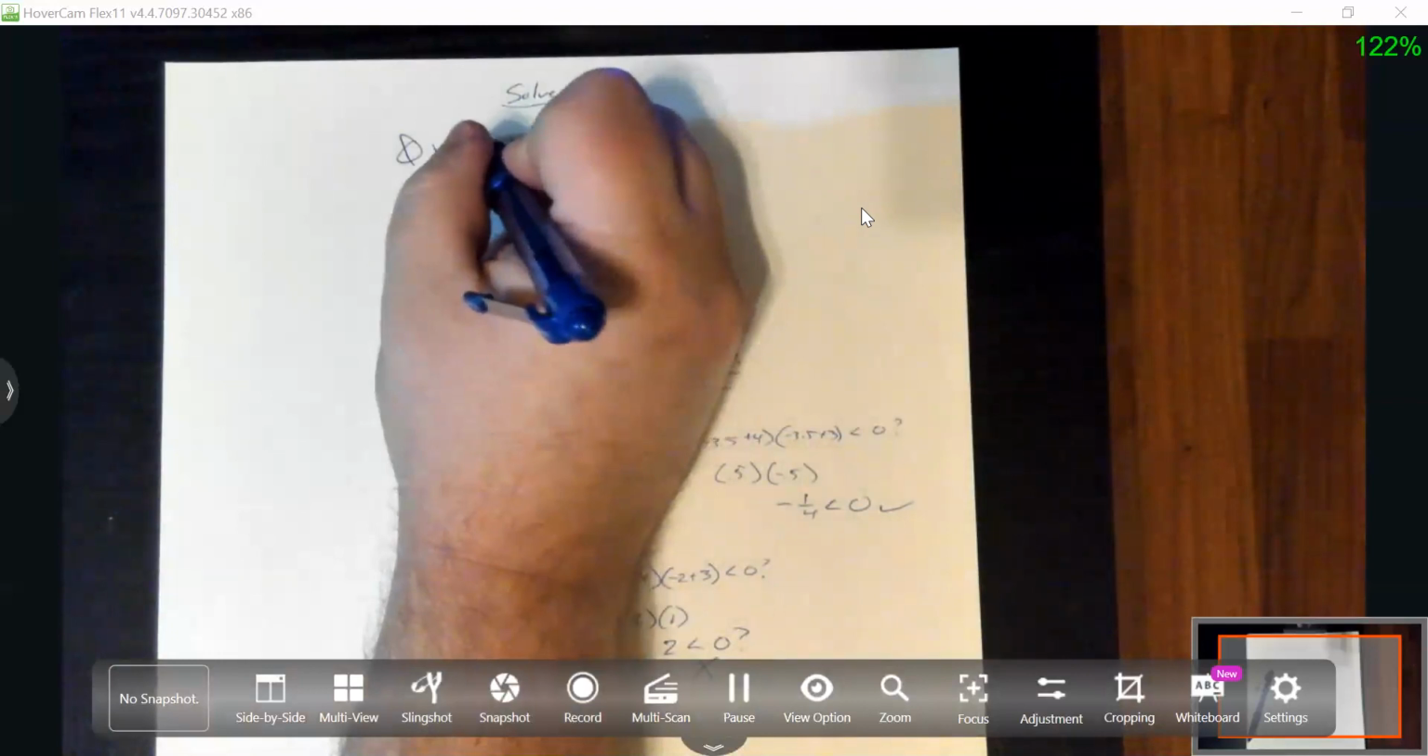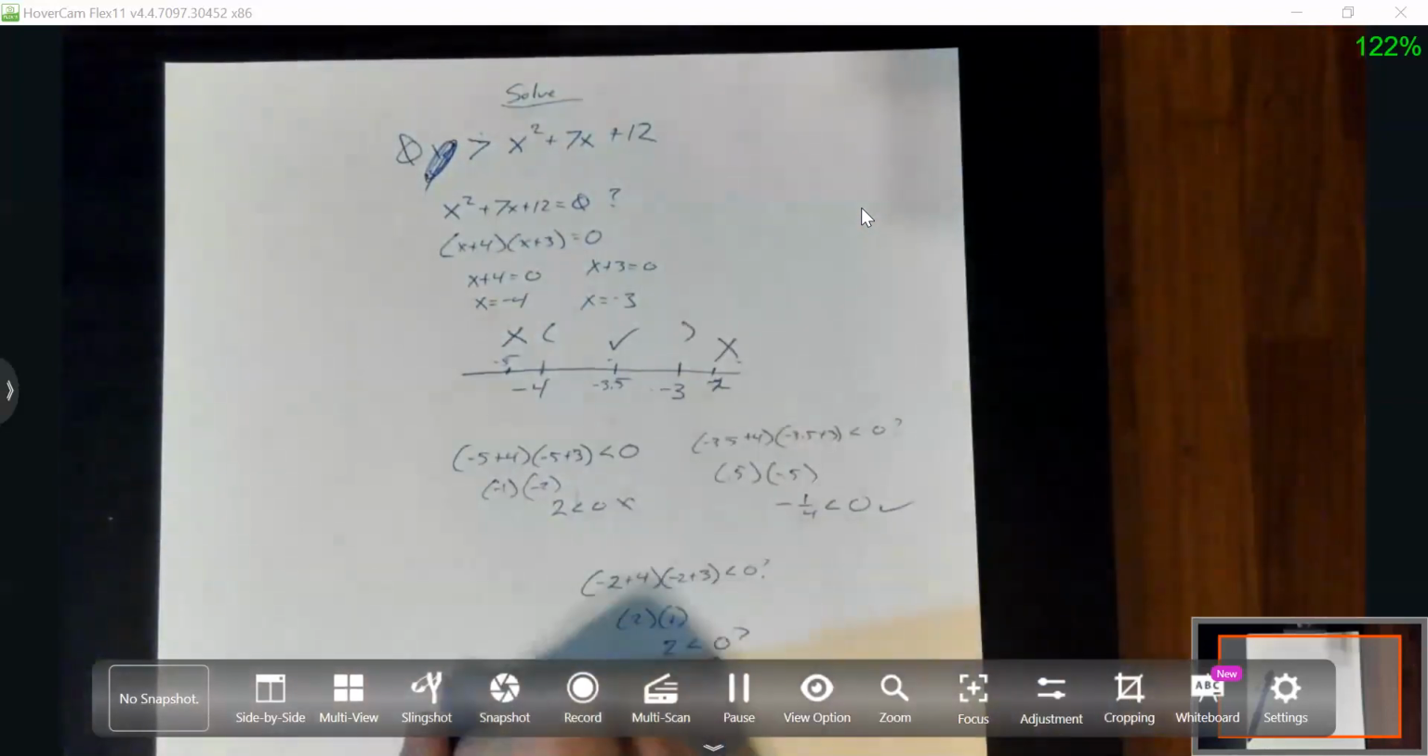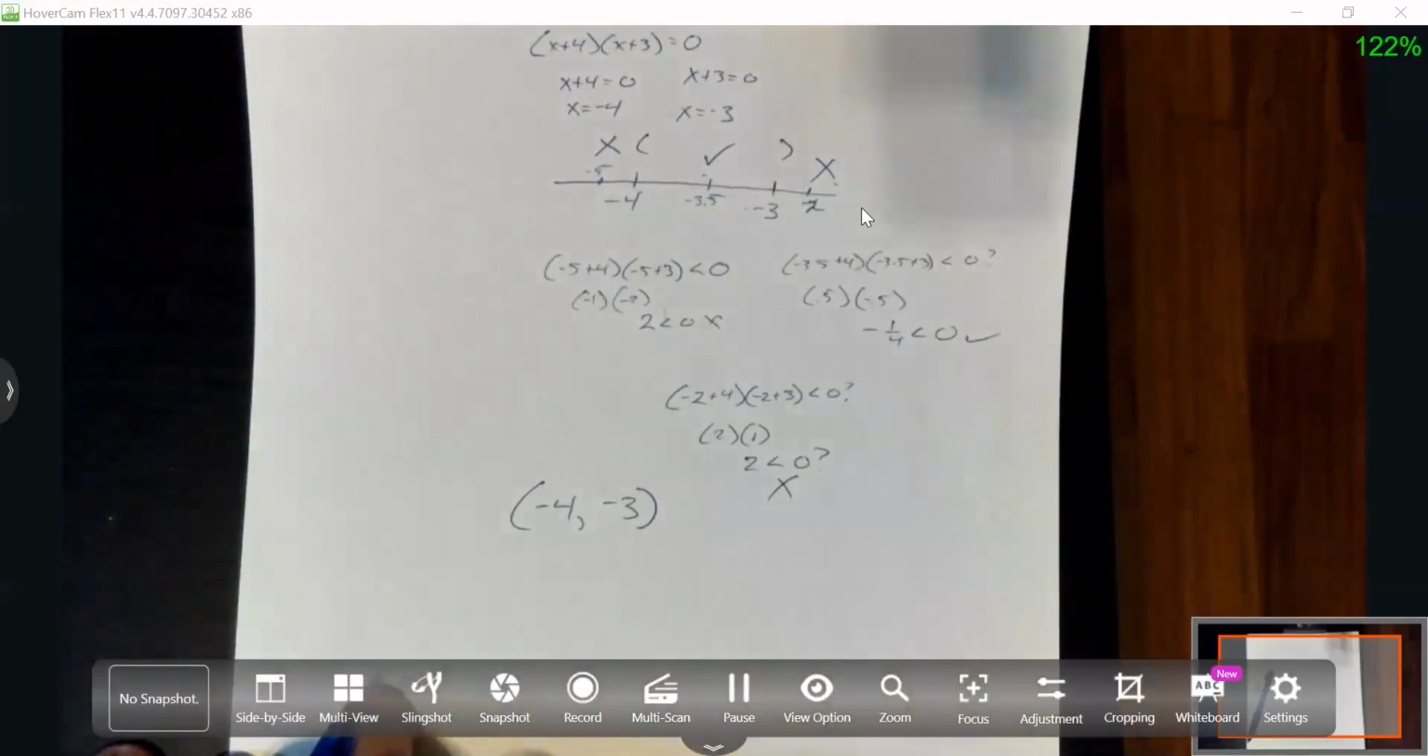I come back up here. It was less than up here, so the expression had to be less than 0. That means that these would be parentheses. So my answer would be -4 to -3. X is allowed to be anything between -4 and -3, but it cannot actually be them.